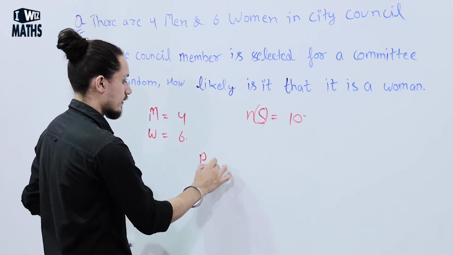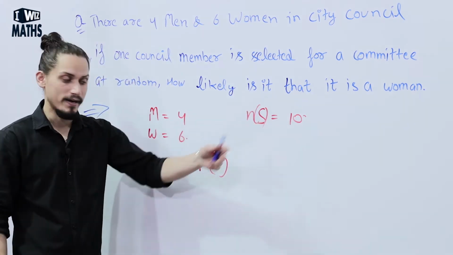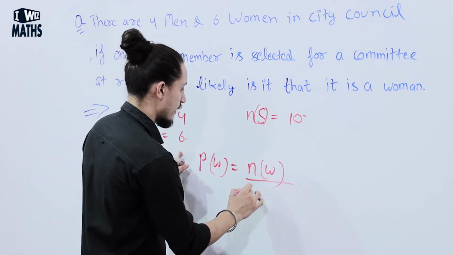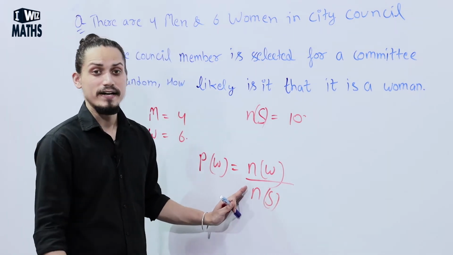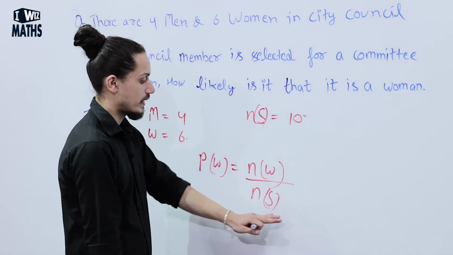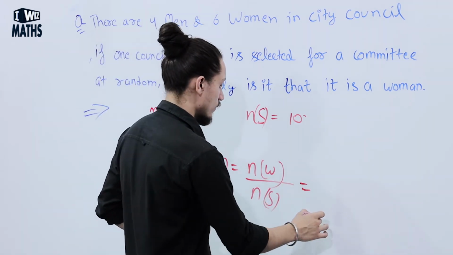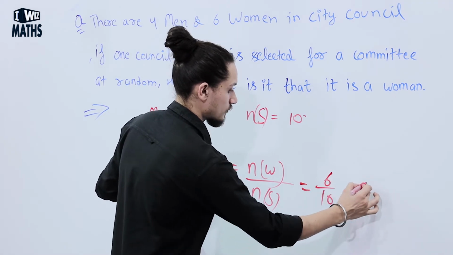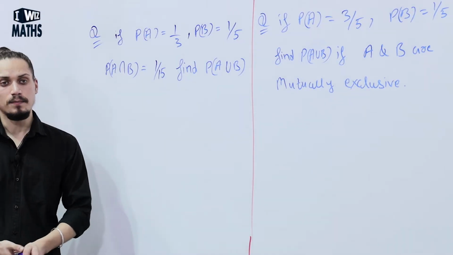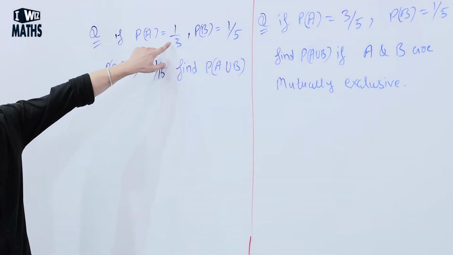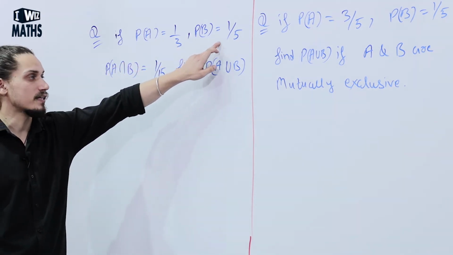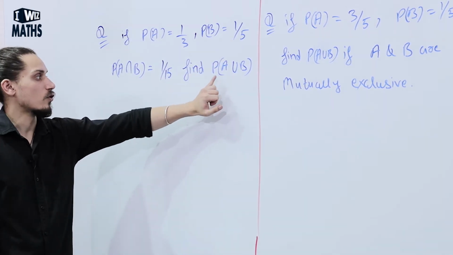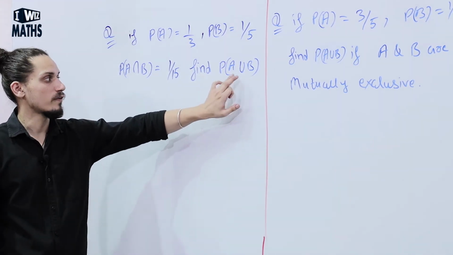So probability that the member selected is a woman is equal to number of elements in event W, which is equal to 6, divided by number of elements in sample space. We can also read it as number of favorable cases of W divided by total number of cases. So which is equal to, event W के पास कितने elements है? 6 divided by 10, which is equal to 3 upon 5. Now in this example we are given probability of event A is equal to 1 by 3, probability of event B is equal to 1 by 5, and probability of A and B is equal to 1 by 15. We have to find probability of A or B, or probability of A union B.